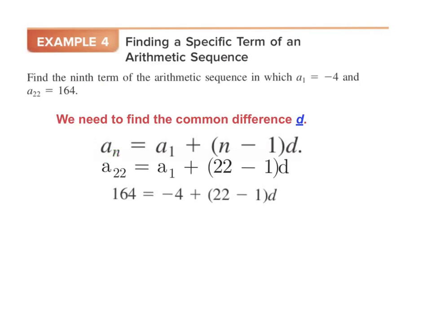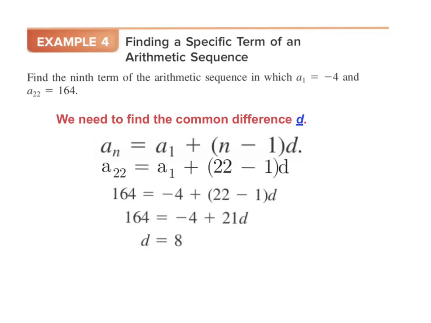And I'll be good. So we finished solving. I get 164 equals negative 4 plus 21d, so I'm going to add 4 to both sides and then divide by 21, so the common difference is 8. So on the next slide, what we'll do is find a sub 9.